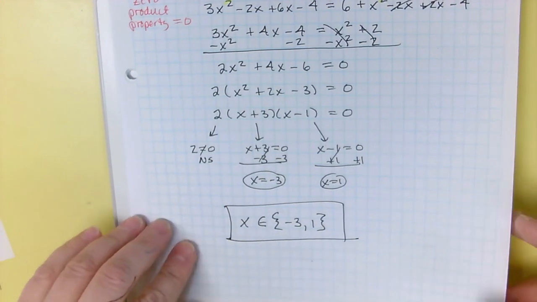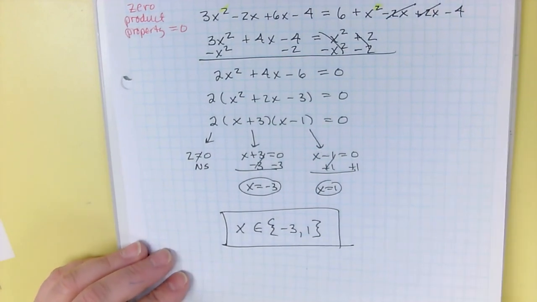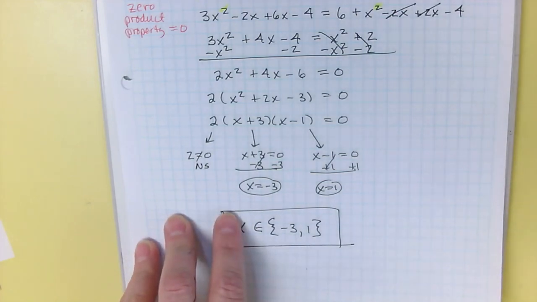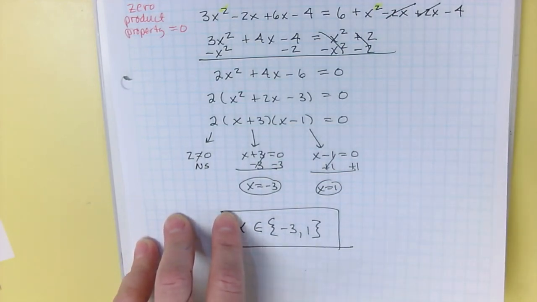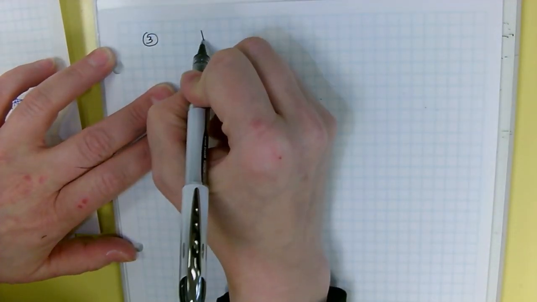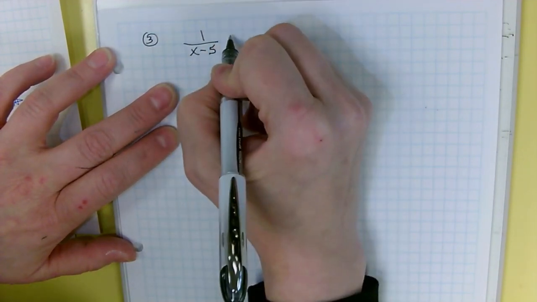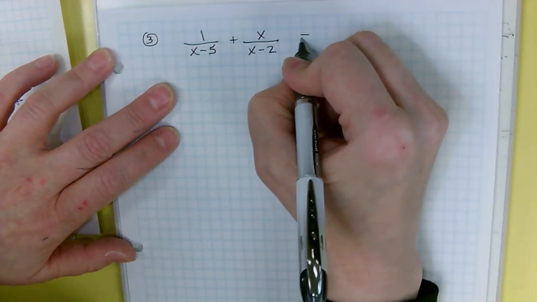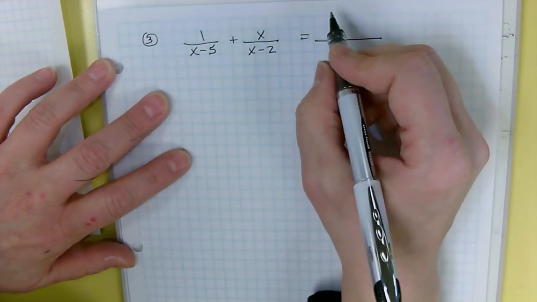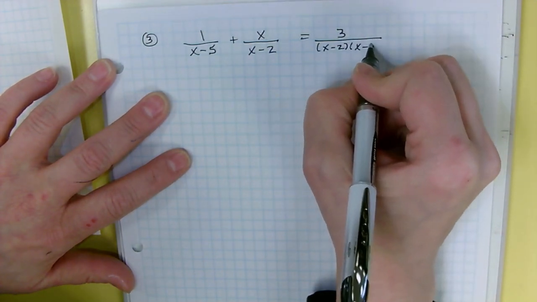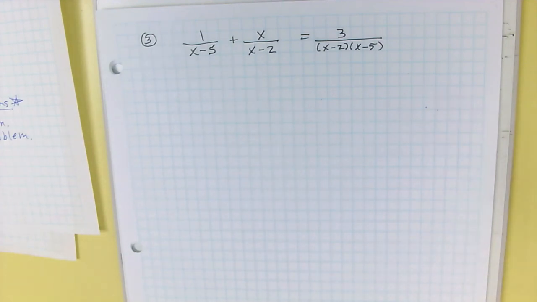All right. We're going to do one last one because there's one piece of the notes we haven't covered yet, and that is extraneous solutions. So I found a pretty short example to show you what that looks like. The harder the problems are, the more extraneous answers there generally are. So we're going to solve 1 over x minus 5 plus x over x minus 2 equals 3 over x minus 2, x minus 5. I'm just going to factor that one right away.